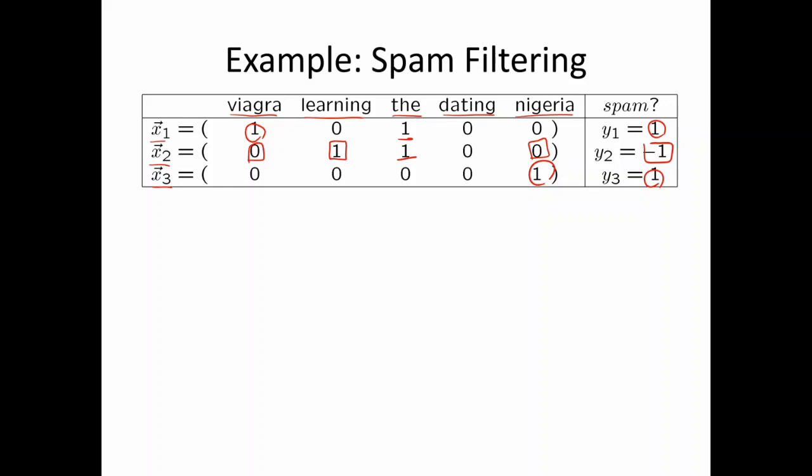So intuitively, we want to check if the email contains the word Viagra or Nigeria. If they do, we want to increase the chance of it being spam, whereas if it has the word learning, we want to decrease the chance of the email being spam. And that's a high-level idea. And how do you formulate this mathematically?